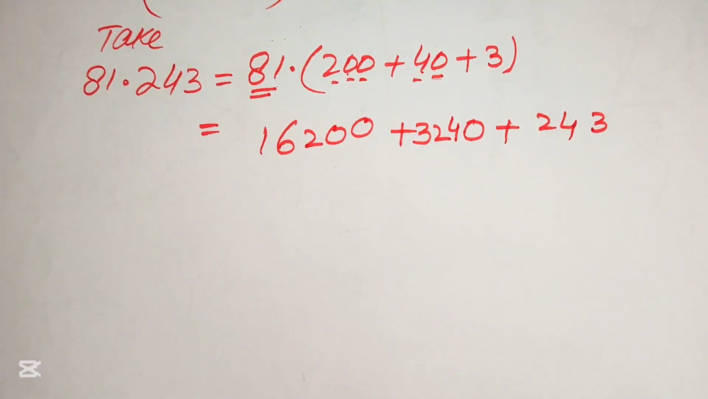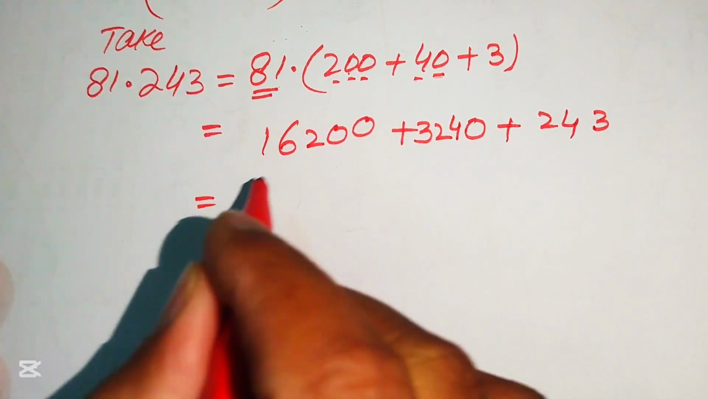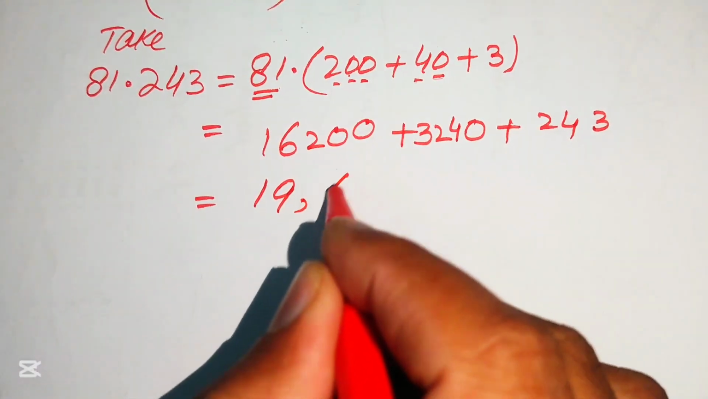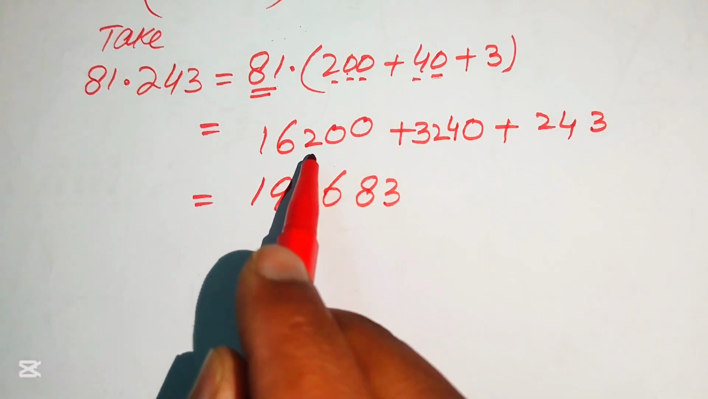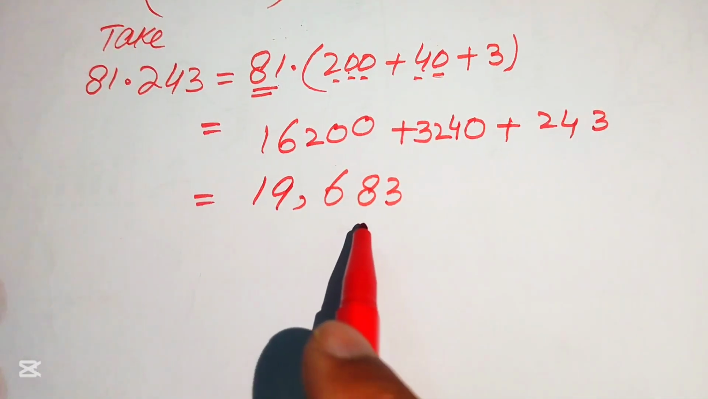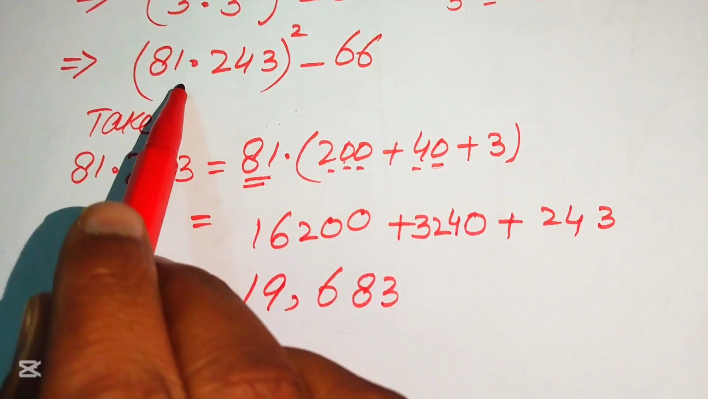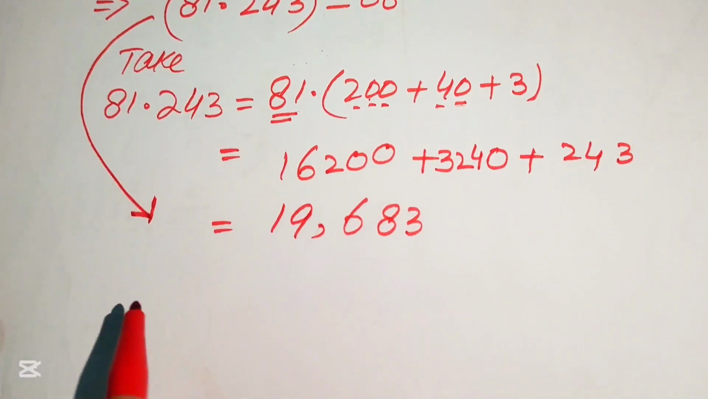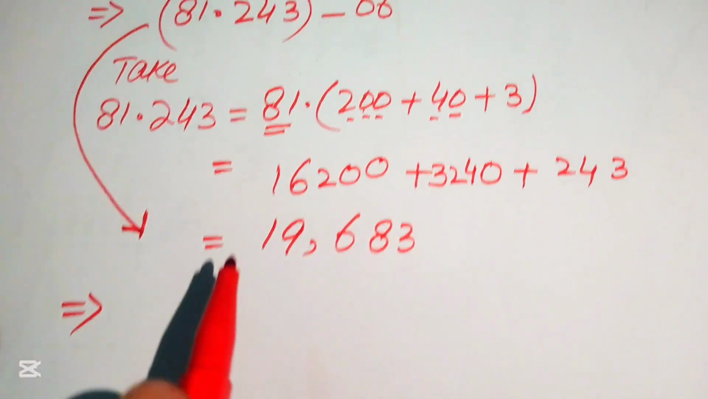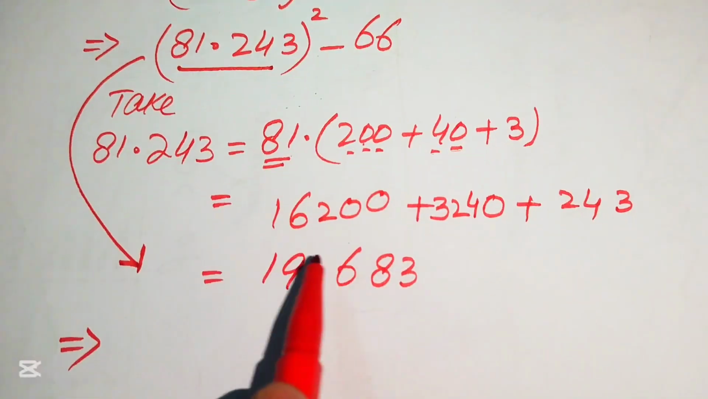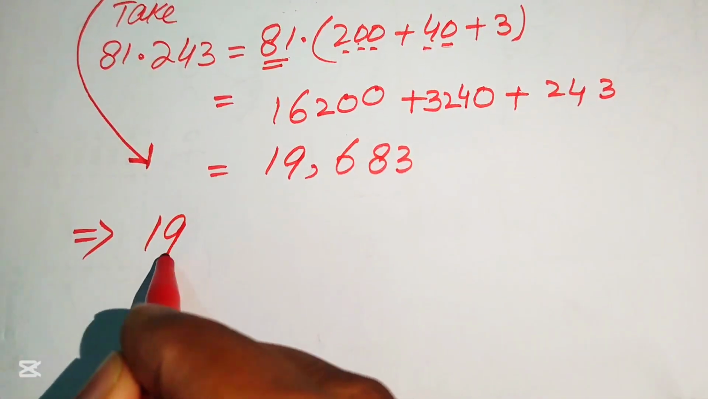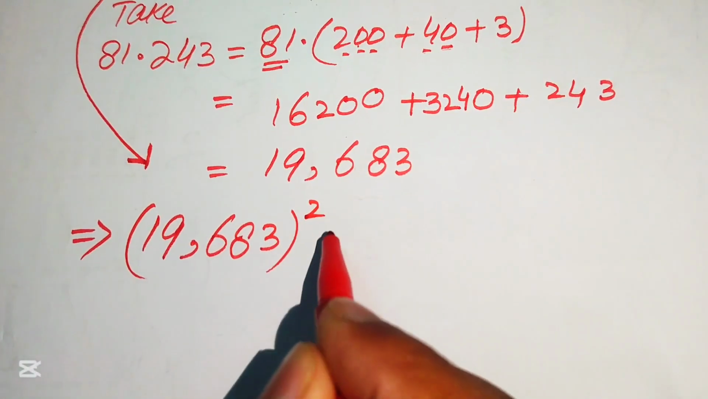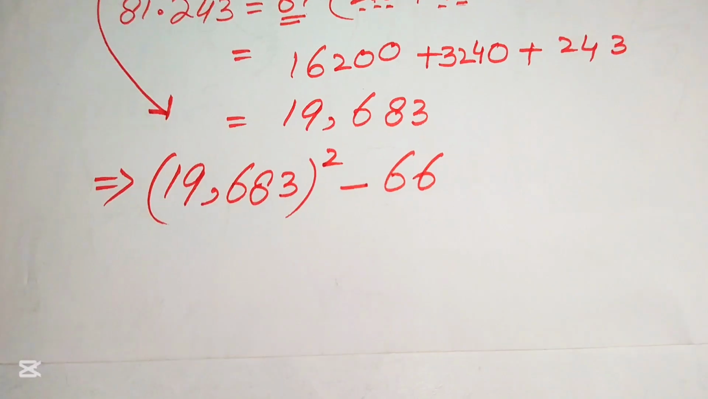Here we need to sum up all of these values, so when you add these three values you will get 19,683. I hope you easily add these values and get this number. Now we replace this product, so our expression is written in this form. We replace 81 times 243 with this number, and it will be written as 19,683 and its whole square minus 66.